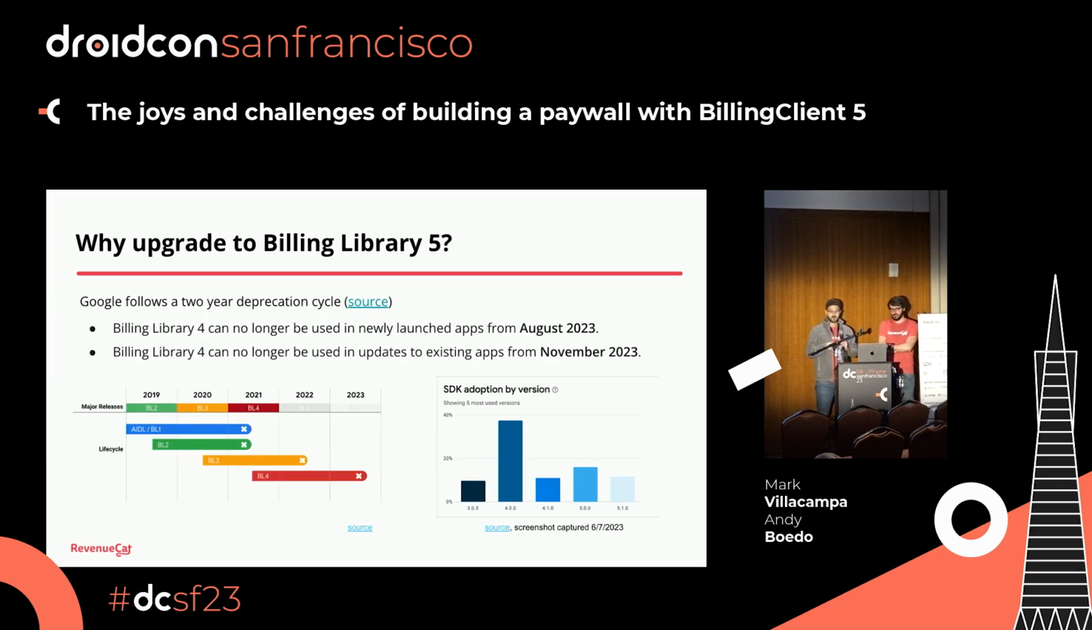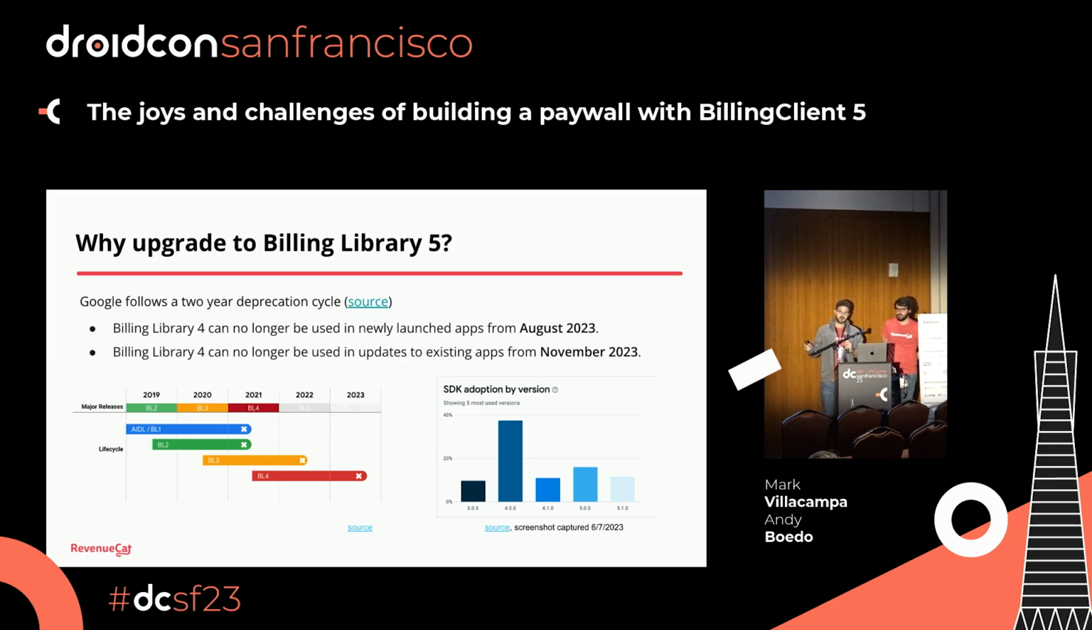And now a bit about why you should care about upgrading to Billing Client 5. Google distributes their billing clients in 2-year life cycles, meaning that if they released Google Billing Client 6 a month ago, in 2 years, they will force app developers to move to a different version. How they do that is, if you want to publish a new app, for example, with Billing Client 4, which was released in 2021, new apps will no longer be able to get published on the store if they're using Billing Client 4 starting August, which is in 2 months.